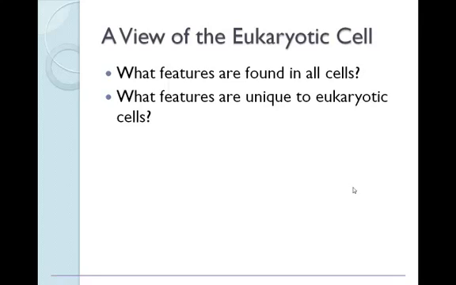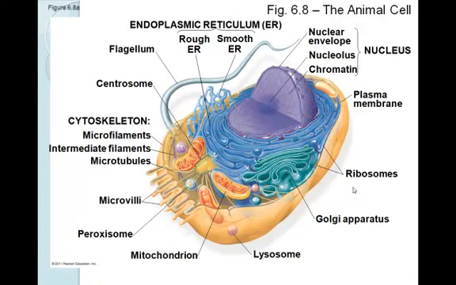As we tour the eukaryotic cell and explore its structure and function, we'll try to answer the question: what features are found in all cells? And we'll also examine the features that are unique to eukaryotic cells. This diagram from your textbook shows a composite drawing of a eukaryotic animal cell. This drawing will be helpful to refer to as we discuss the various structures in the animal cell.